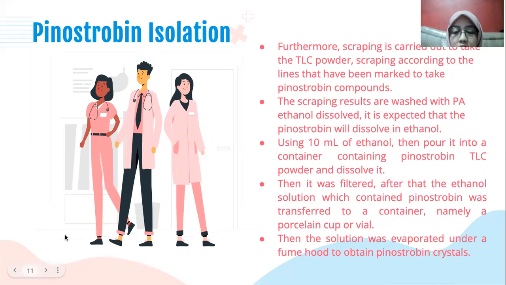Then it was filtered. After that, the ethanol solution which contained Pinostrobin was transferred to a container, namely a porcelain cup or vial. Then the solution was evaporated under a fume hood to obtain Pinostrobin crystals.